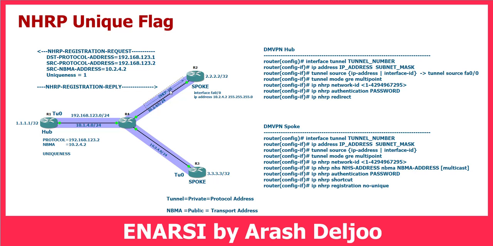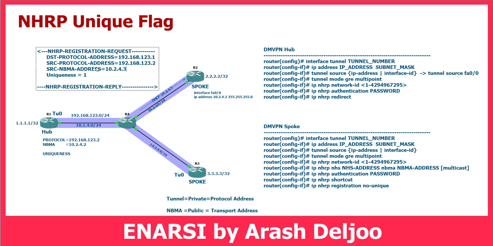DHCP. Because of that, we registered 10.2.4.2 as the NBMA address in router 1, the NHS. Assume that the IP address received from router 4 changes to 10.2.4.3, for example. This is possible. Then R2 should register itself with 10.2.4.3. Here you will have a problem.